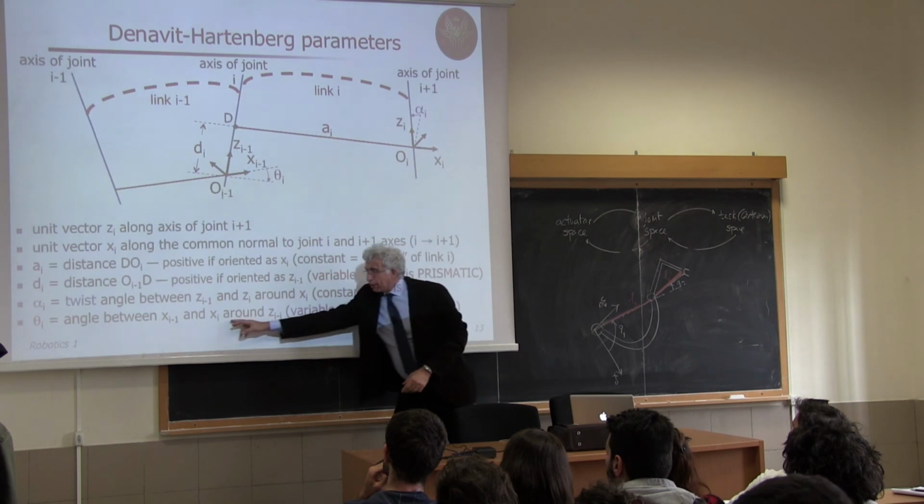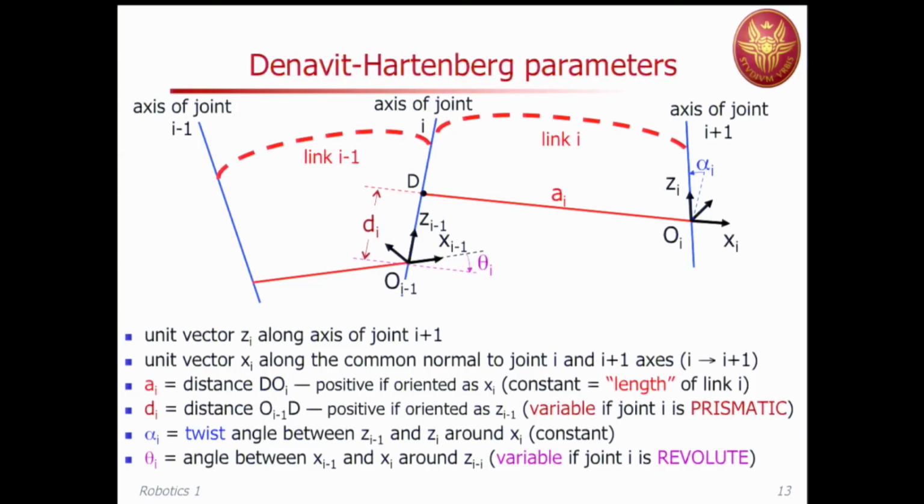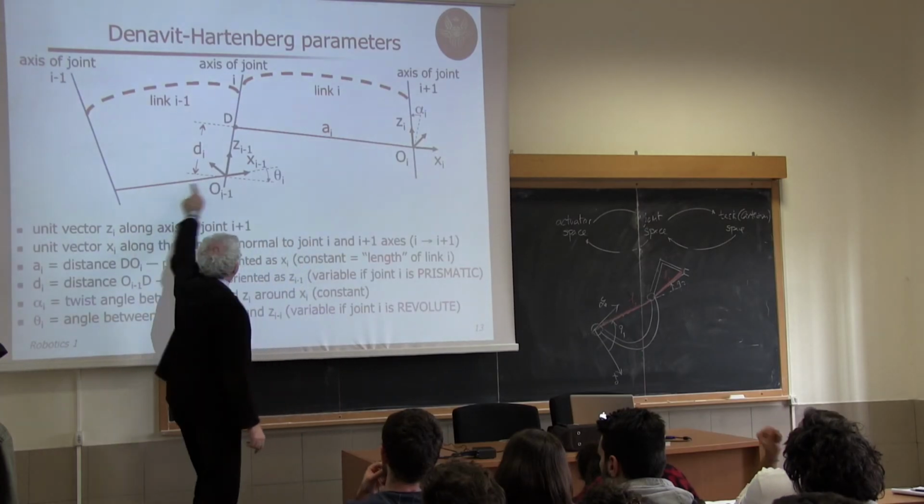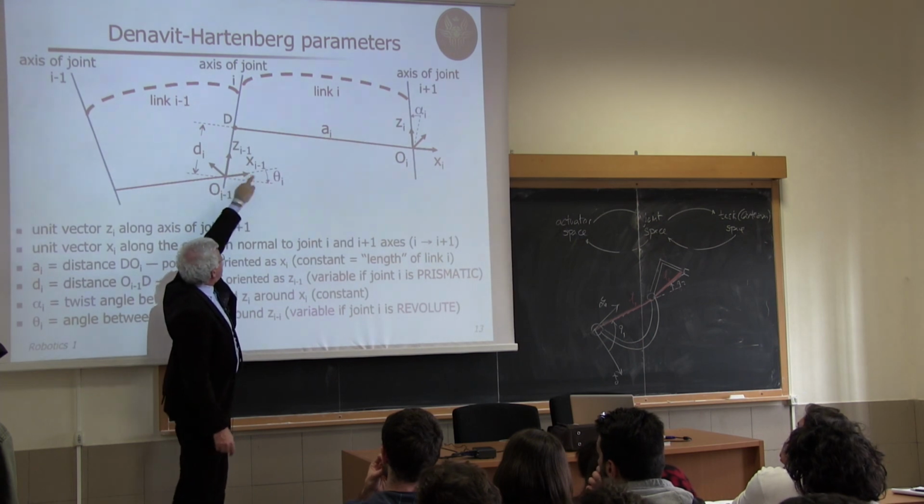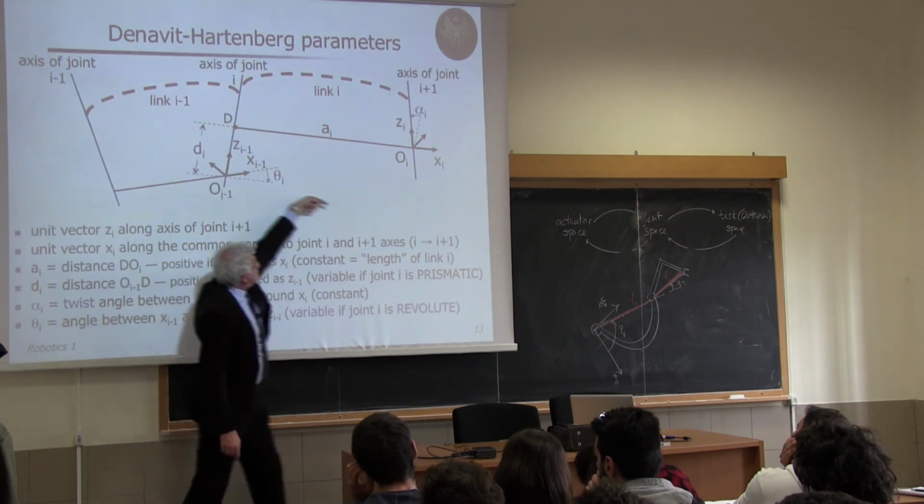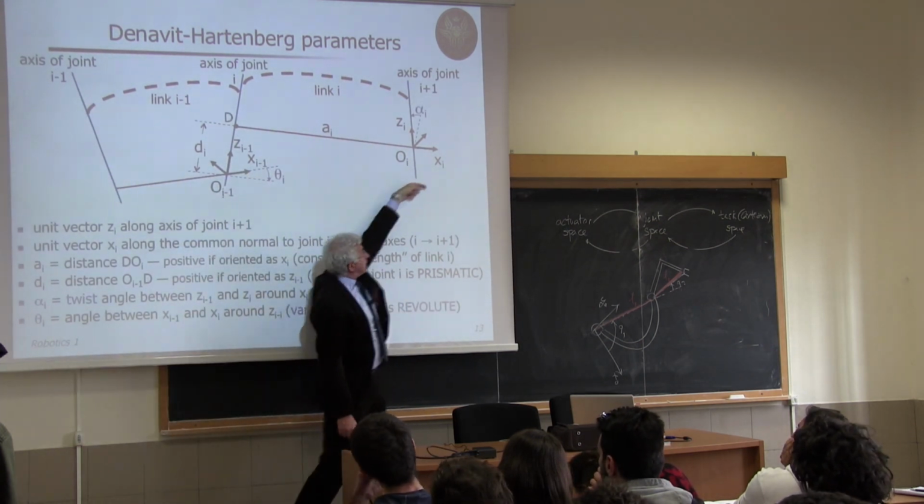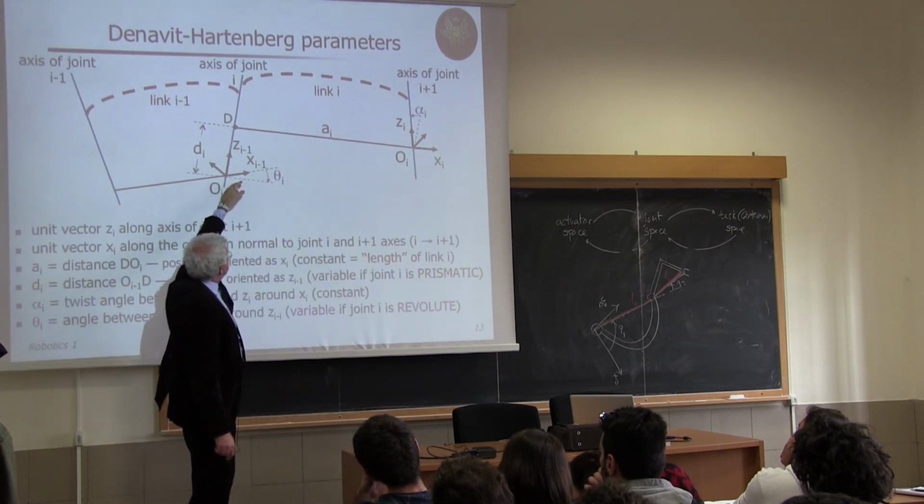This is the angle between the link axis, and on the link axis I have the x-axis of the frames. So between x minus 1 and xi, around the common normal, which is zi minus 1. So I take this direction, this is xi minus 1. I have to rotate, so to align with this one, and I'm rotating around z minus 1.